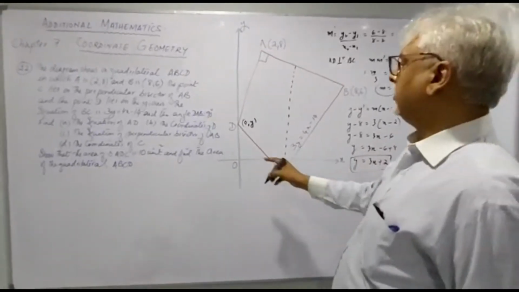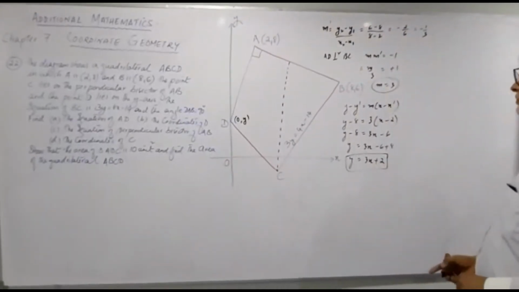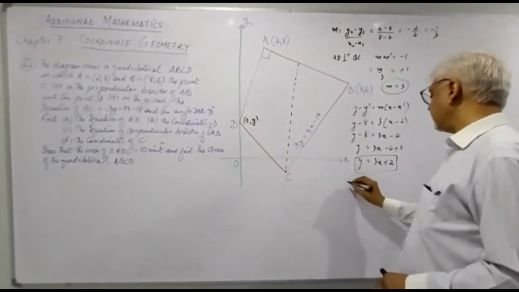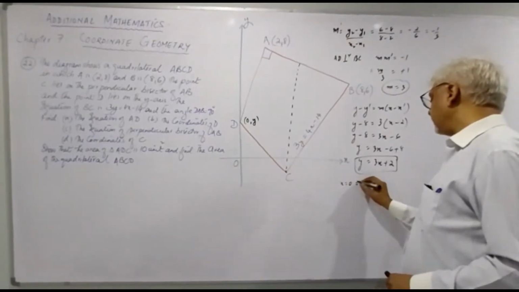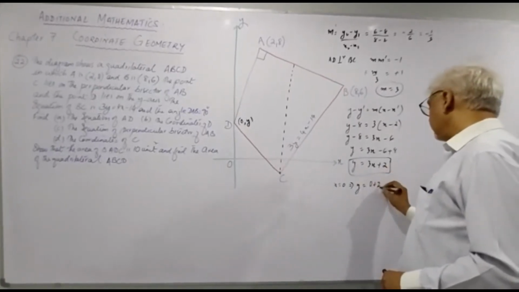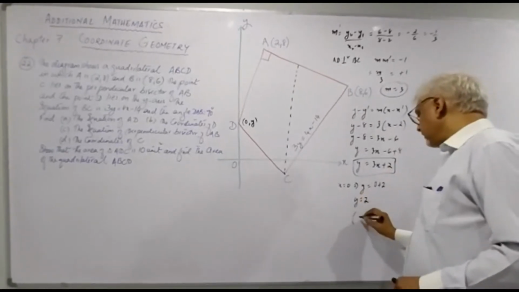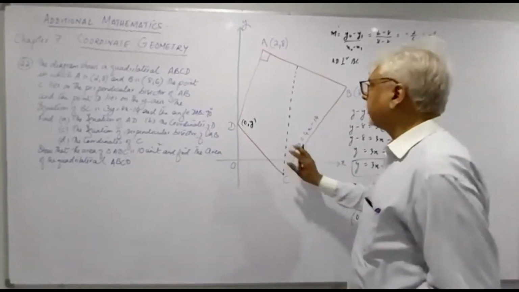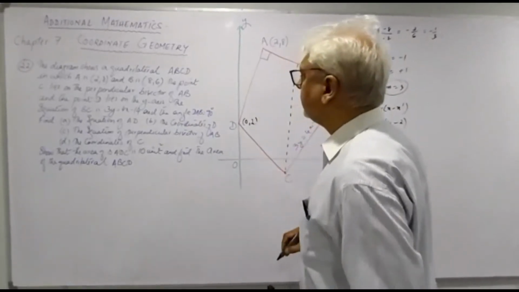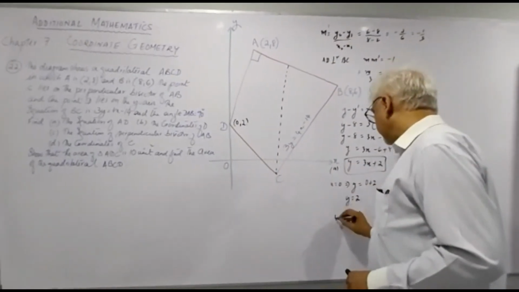Now we need to find the coordinates of D. So we know AD, we can substitute the value of x as 0 in this equation. When you keep x as 0, the equation becomes y = 0 + 2, so y = 2. So the coordinates of D would be (0, 2). There you go. So we just solved the first part and the second part of this question.